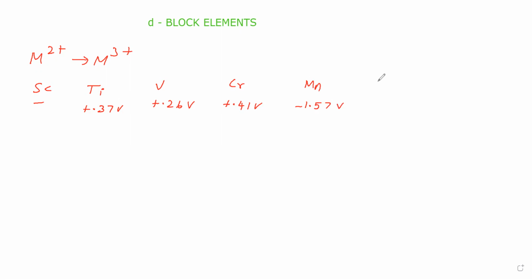For iron, minus 0.77 volt. For cobalt, minus 1.97 volt. For nickel, value not there. For copper, value not there. For zinc, value not there. Set.